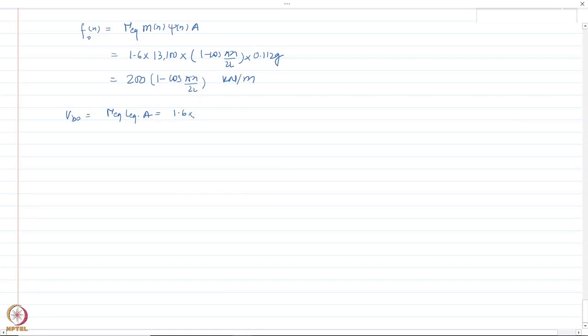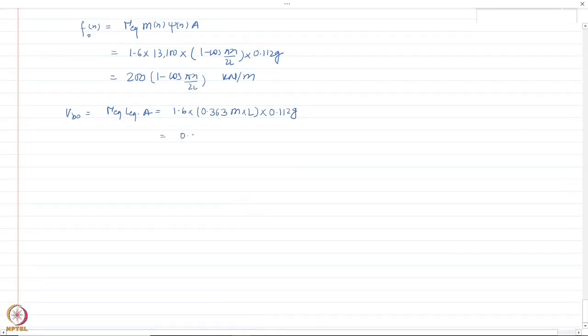L equivalent, I can find out from the previous classes: 0.363 times the mass per unit length times L, and the acceleration is 0.112 times g, which comes out to be approximately 0.065 mLg. When I substitute, it gives me 14,500 kilonewtons.